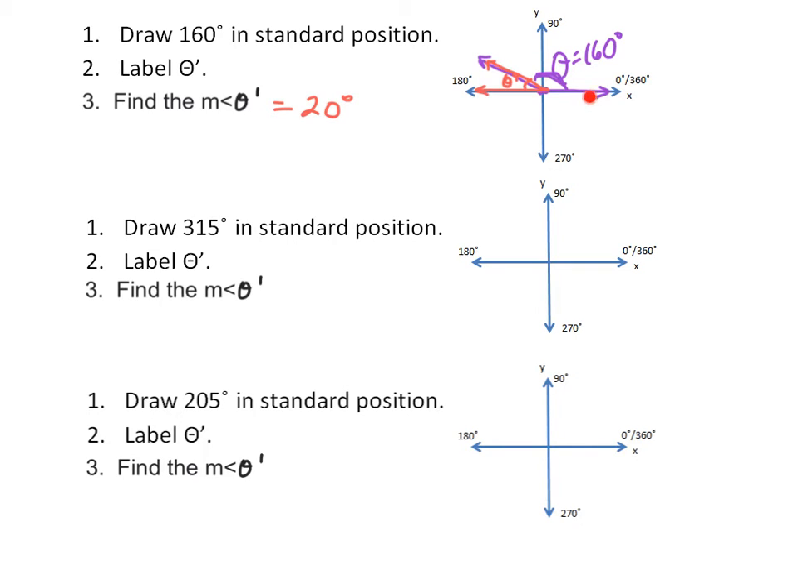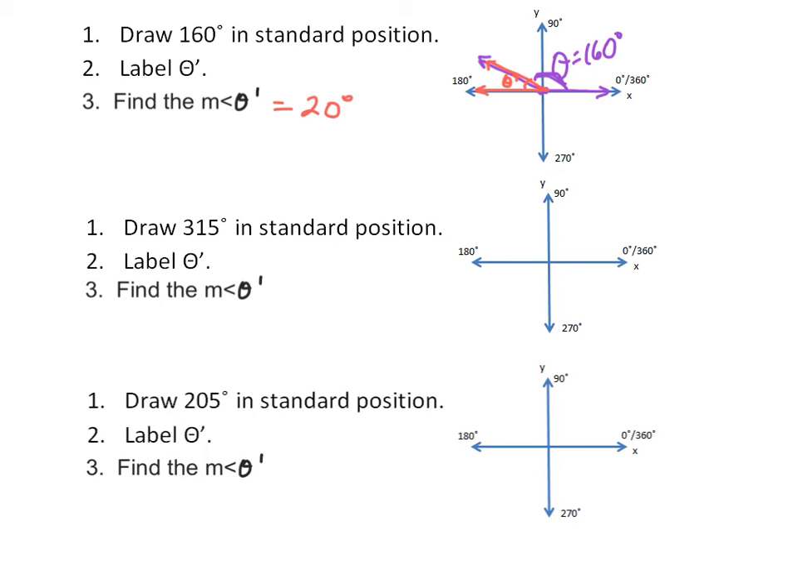And we also know that if we started with our initial side of our original angle and went all the way to this portion of the x-axis over here, we've got 180 degrees, and that made up 160 of it. So again, 180 minus the 160 will give you the 20 degrees remaining. Another way to look at it. Let's try the next one.